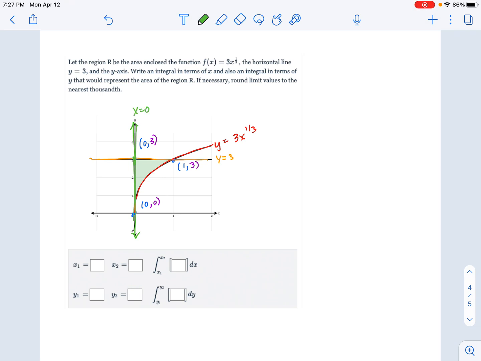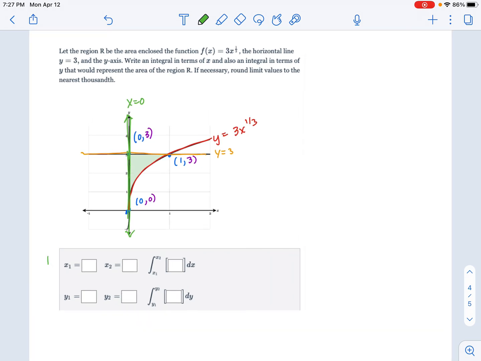So we're going to do this 2 ways. We're going to do it in terms of x. So there's 2 problems here for the price of 1. So it's asking us for the limits to be entered in each box. And then the integrand, of course, you're going to type in, or in this case, we'll write it in the first box. So number 1, because that is in terms of x. I'm looking at the differential at the end there. It says dx. So that means I'm going to do ceiling minus floor. And my x1 and x2 have to be x values.